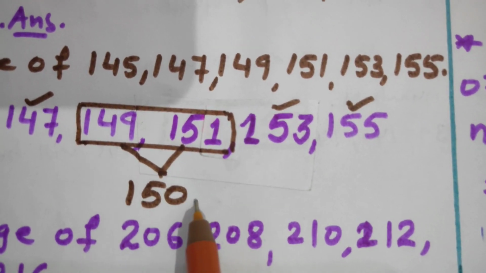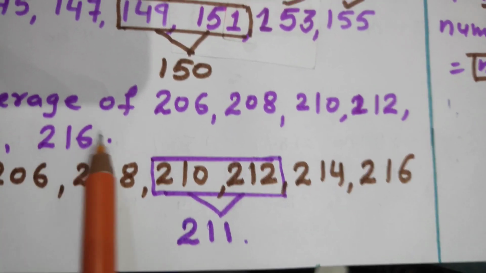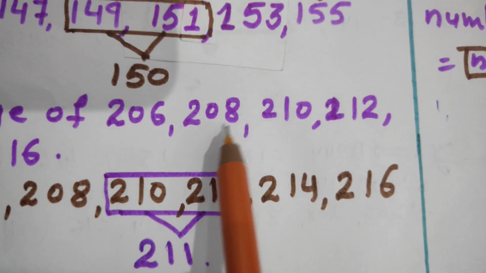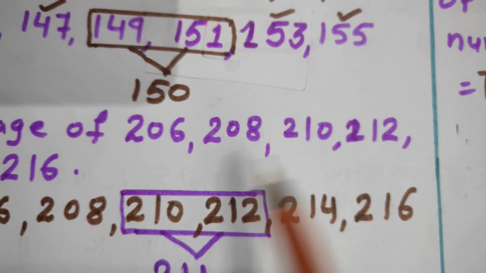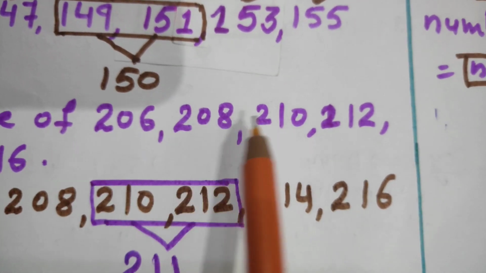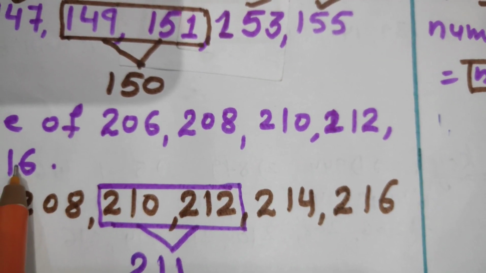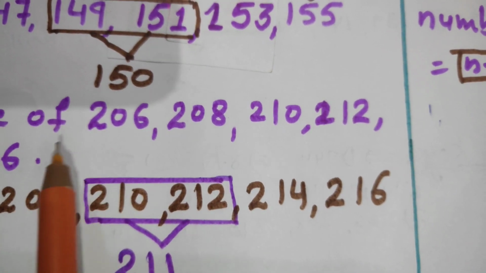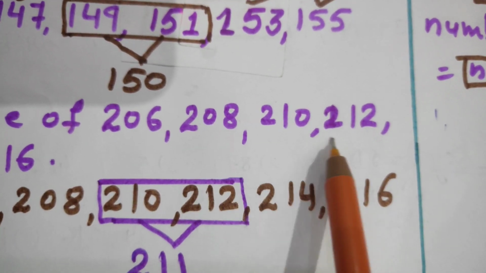So 150 is my answer. Now the average of 206, 208, 210, 212, 214, 216. Again, how many numbers are there? 1, 2, 3, 4, 5, 6. 6 numbers means they are an even count.